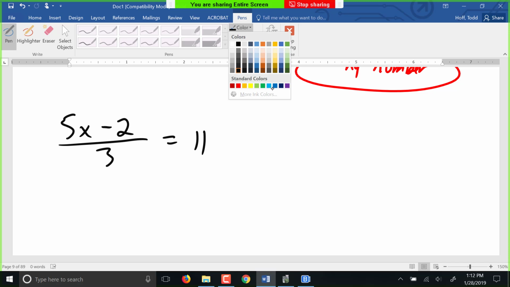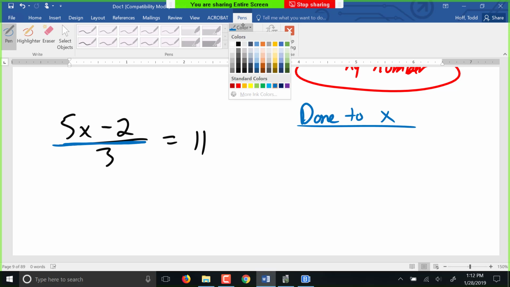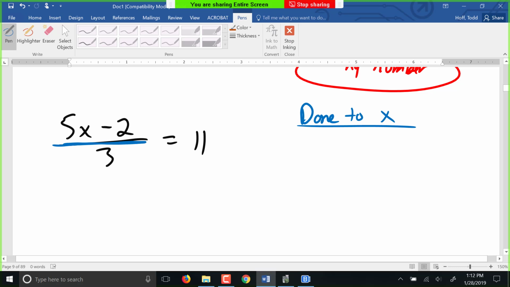Let's look at something like this. Of course, we have that fraction bar. And when we talked about order of operations, we said that it was also an enclosing symbol, which said we had to do everything on top first. So when this equation was built, x was multiplied by 5, and then 2 was subtracted.